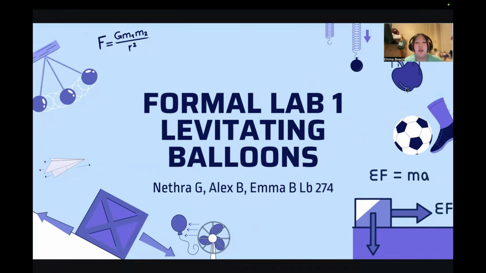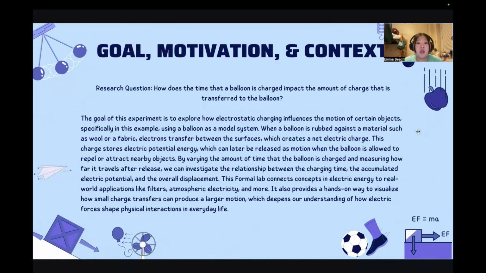This is Formal Lab 1, Levitating Balloons. For goal, motivation, and context, the goal of this experiment is to explore how electrostatic charging influences the motion of certain objects. In this example, we're using a balloon as the model system.